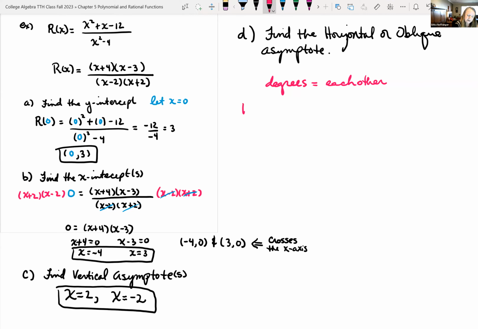If the degrees are equal, you have a horizontal asymptote at y equals the leading coefficient in the numerator, which is 1, divided by the leading coefficient in the denominator, which is also 1. So 1 divided by 1 is 1. So we have a horizontal asymptote at y equals 1. Let's go in now and start graphing this.